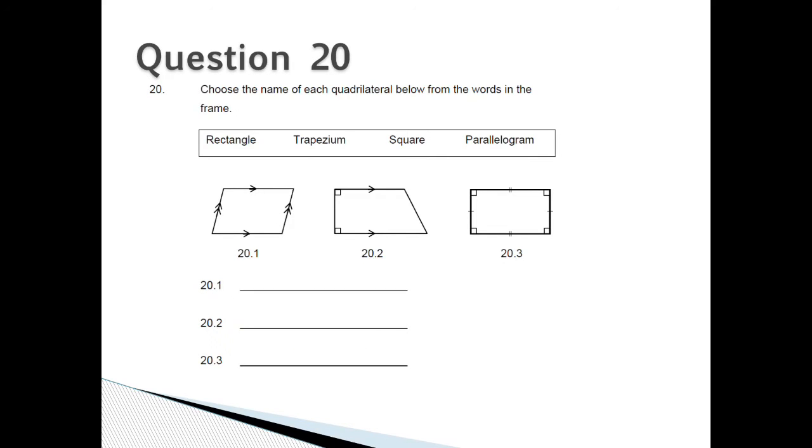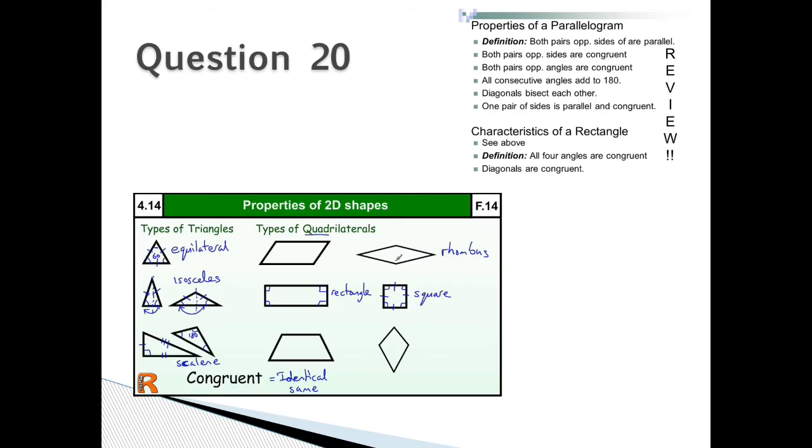Choose the name of each quadrilateral below from the words in the frame. You have a rectangle, trapezium, square, and parallelogram. Answer the questions for 20.1, 20.2, and 20.3. It is very important to know the properties of your shapes.